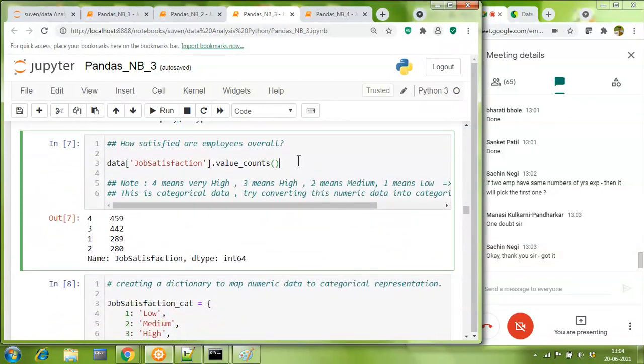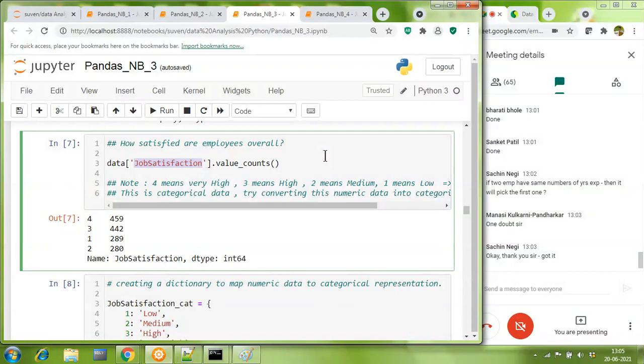Yes. So moving further, friends, on to the next question: how satisfied are employees? To be very honest, anybody will think, what is there to find? We already have the job satisfaction column. See, read the question once again. The question is how satisfied are employees overall? It's a very generic question which your HR manager probably could ask you, but it's not so easy to solve.